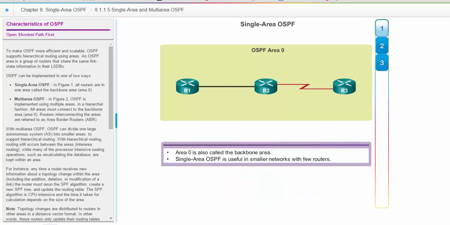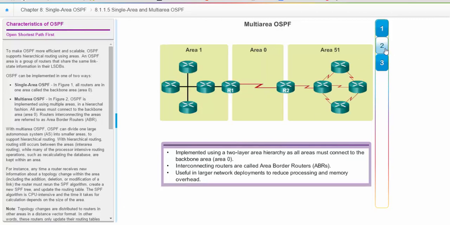To make OSPF more efficient and scalable, OSPF supports hierarchical routing using areas. Now, in this unit we're going to look at single area OSPF. That's where all routers are in the one area called the backbone area, or area 0 in this instance. Or you can have multi-area OSPF, which is implemented using multiple areas in a hierarchical fashion, and all areas must connect to the backbone. Routers interconnecting the areas are referred to as area border routers.